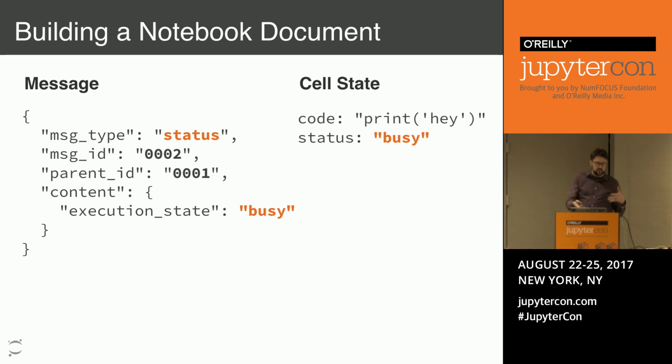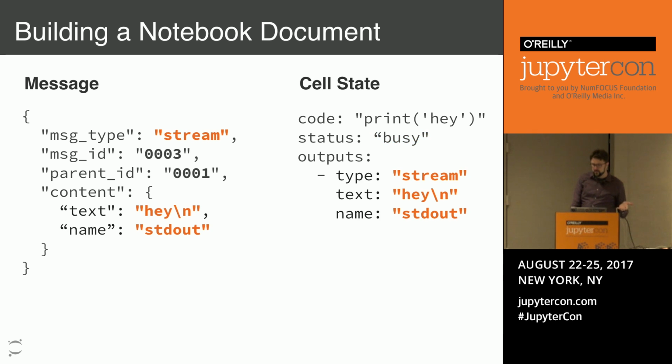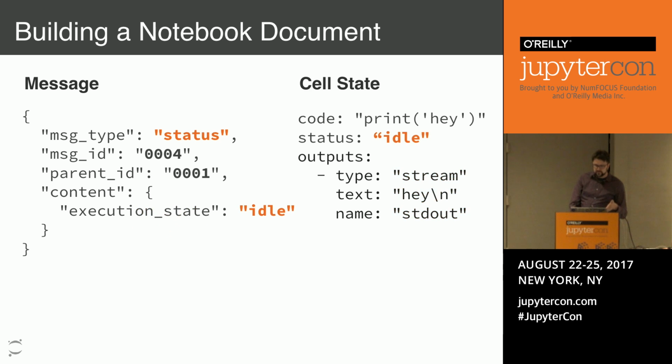And so now, as we get that message in, we knew that the status was busy for that message, and we can go ahead and say that the state, at least in the front end, was that it was busy. And then we get our first stream message in, and we can stick that in as an outputs field. Stick in that it's stream, has text, and then what the name is. This is really close to what the actual notebook format looks like, except I'm not doing it in JSON here so that you can read it all in one.